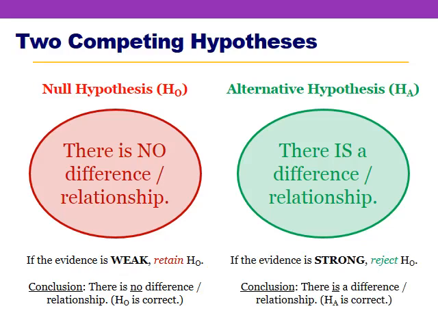If, however, we find that the evidence of a difference or relationship is strong, we are going to reject the null hypothesis, and we are going to go with the alternative hypothesis as the one that we think is correct. So in that situation, if we find strong evidence of a difference or relationship, that's going to be our conclusion, that there really is a difference. These groups really are different, or these variables really are related. Now, you're probably wondering, how exactly do we know whether the evidence is weak or strong? And we're going to get to that in just a second.